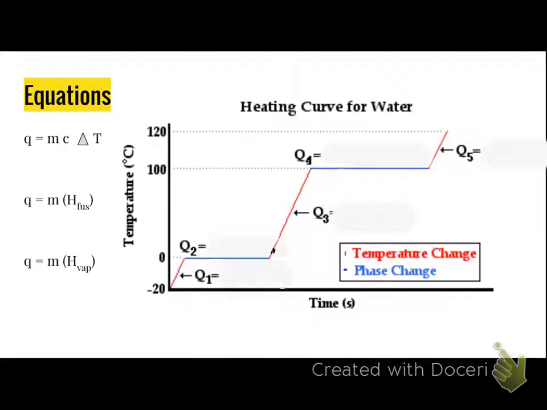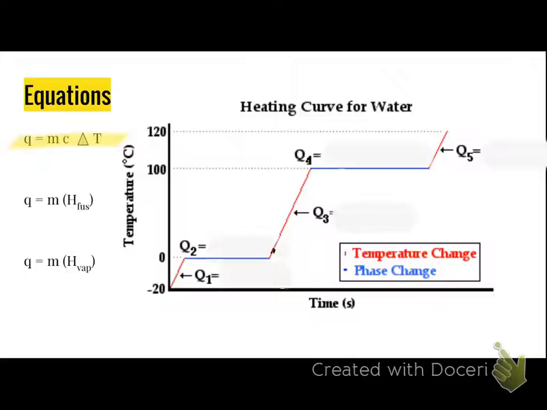Okay, some equations that you're going to use. This first one here should look pretty familiar. Q equals mc delta T. With heating curves, a lot of the times we're going to be looking for the total amount of energy that is used. Or maybe you're given the energy and you want to find how much the temperature has to change for us to use that much energy.